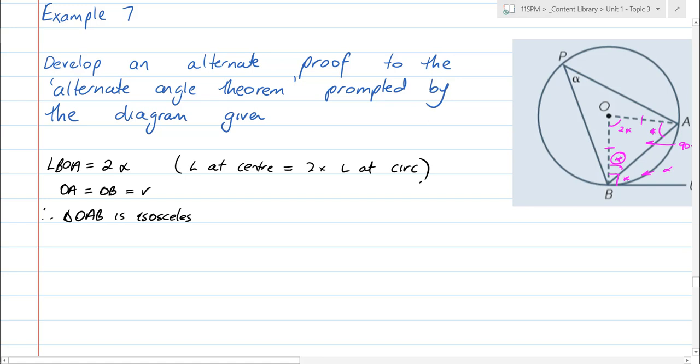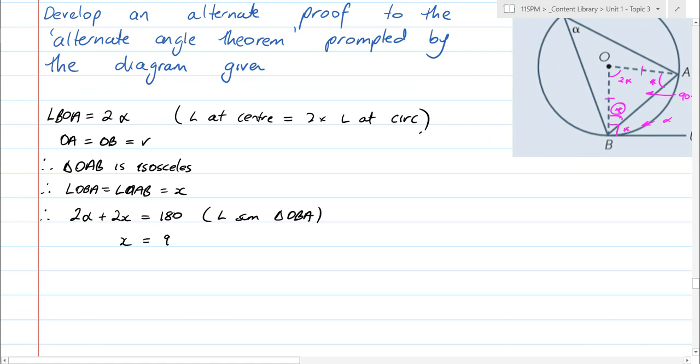Okay, good. And so therefore, angle OBA equals angle OAB, and I'm going to call them X. And therefore, you might find you get a whole stream of therefores. 2 alpha plus 2x is equal to 180. This is angle sum of triangle OBA. And that means that x is equal to 90 minus alpha, which means that angle OBA equals 90 minus alpha.